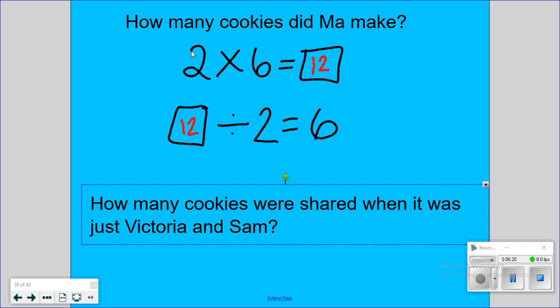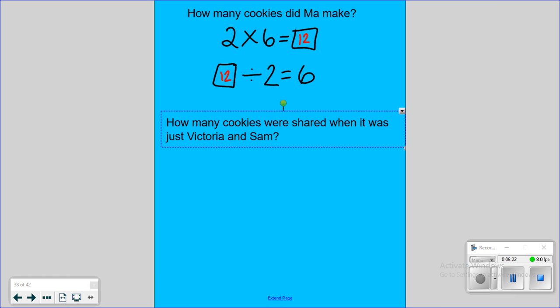Alright, so we've got our 12 cookies. Yours are printed if you're with me.